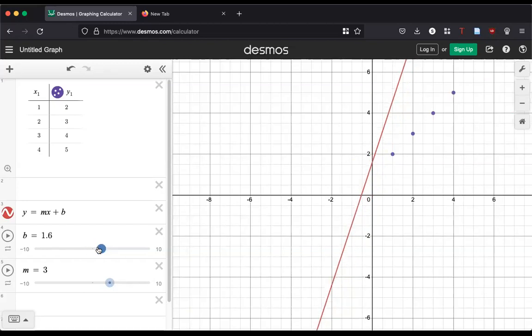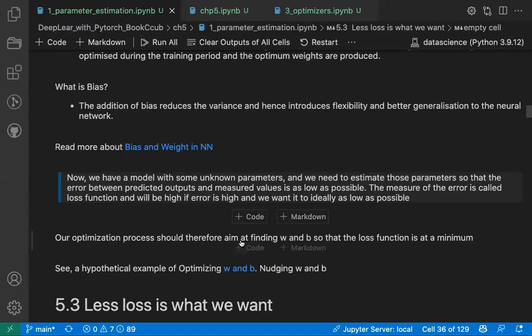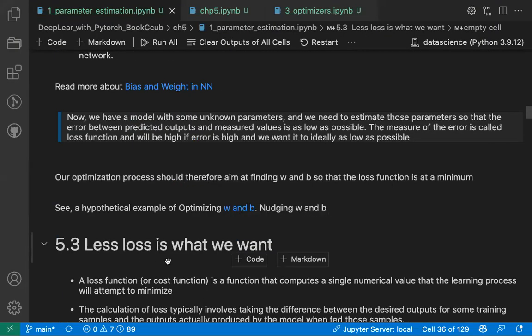For example, I have one something like this. When I have this fit, how do I know that I fit perfectly? How do I know I don't fit perfectly? Then we need a measure that there is an error. So we need to measure what we call a loss. So loss is what we need.